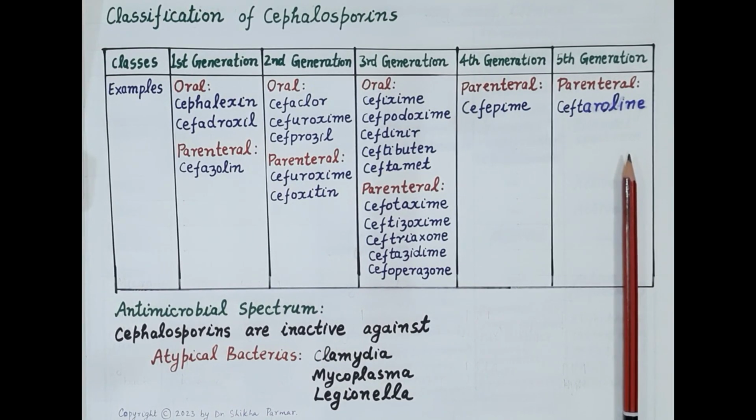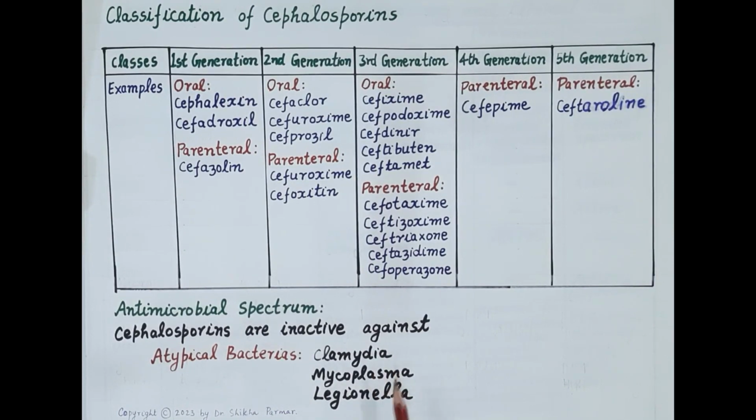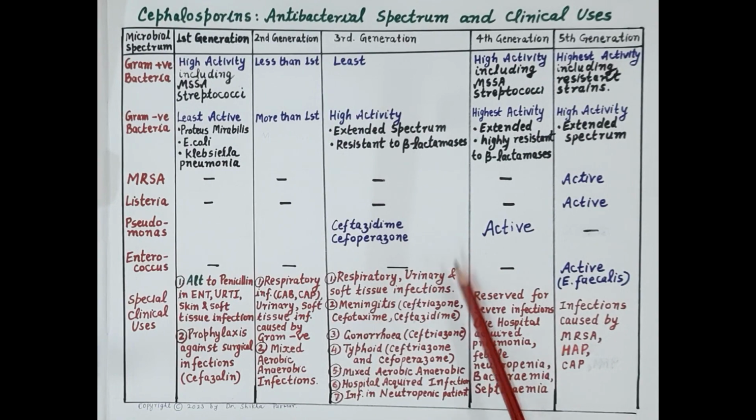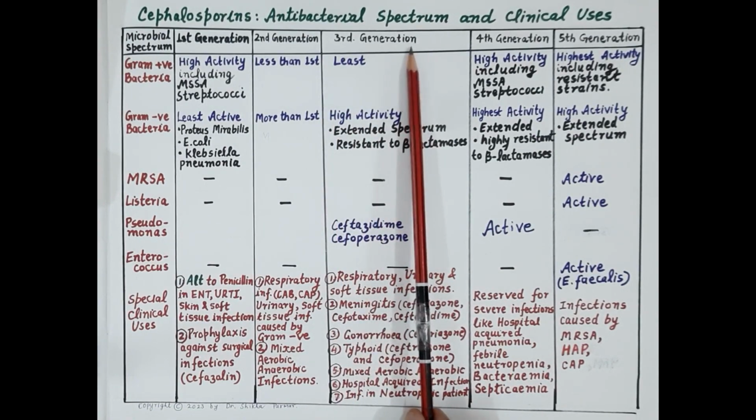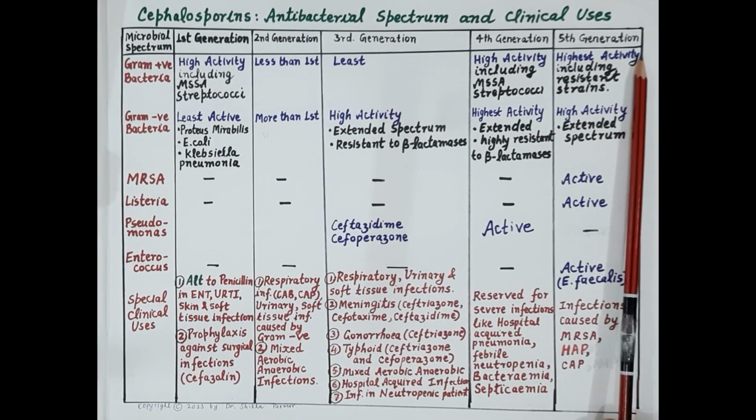So, after classification, let's study the antimicrobial spectrum of cephalosporins. Now, all cephalosporins are inactive against atypical bacteria. These are the bacteria with no cell wall, and these include chlamydia, mycoplasma, legionella. Now look at this chart. This chart beautifully summarizes antibacterial spectrum and clinical uses of all generations of cephalosporins.